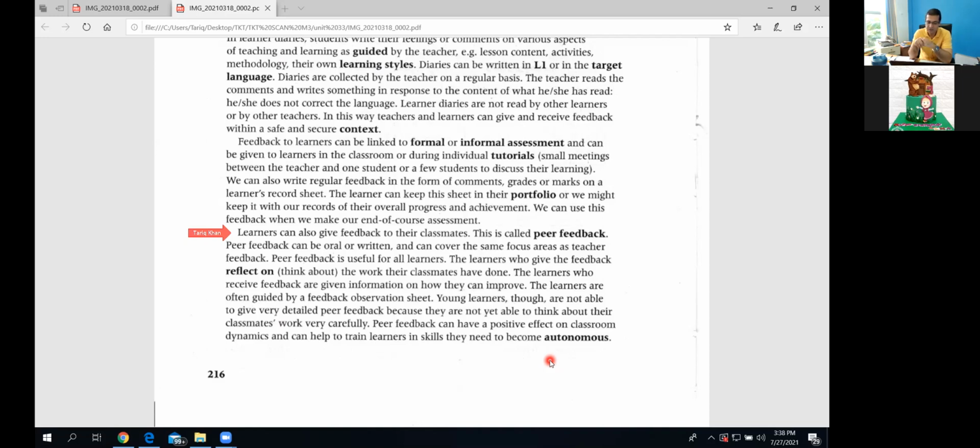Moreover, this feedback cannot be done with young learners. Why? Because they are very small, so they cannot think so much about others' performance to tell the teachers how they are doing, because their cognitive skills are not developed enough.